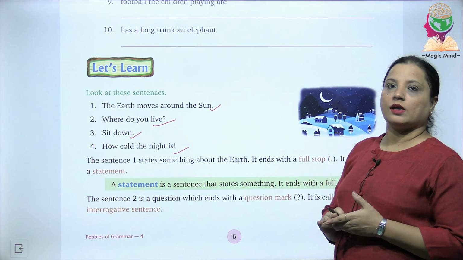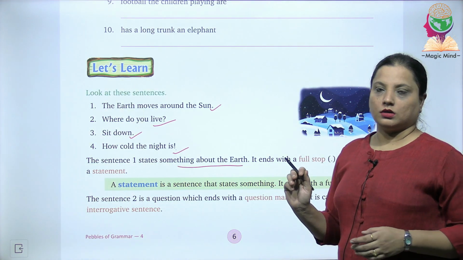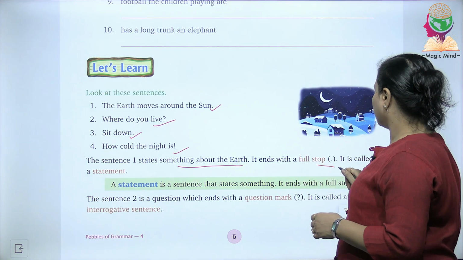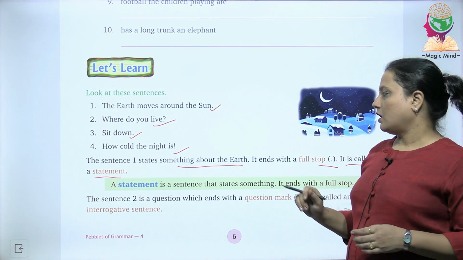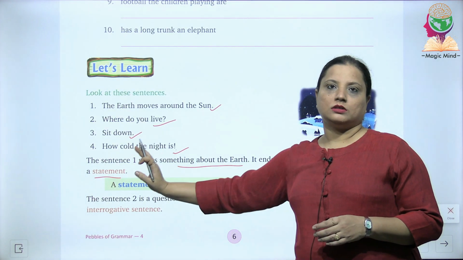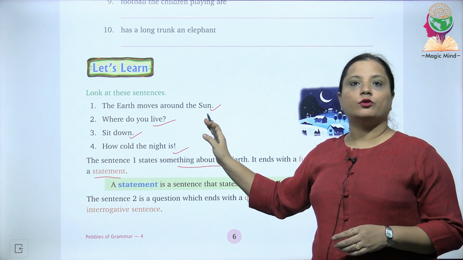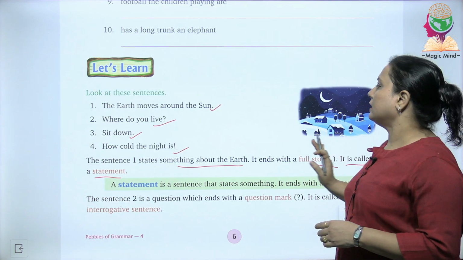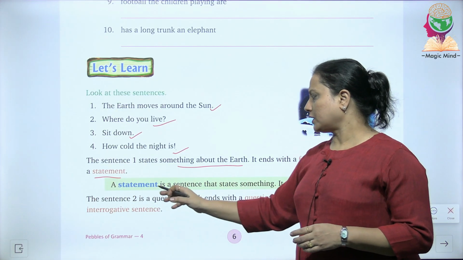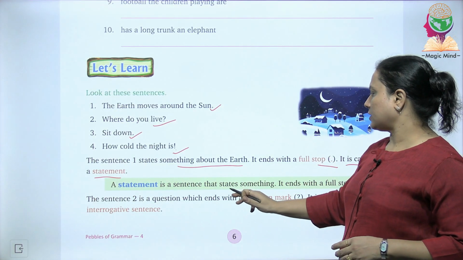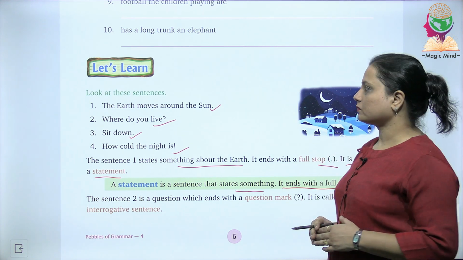Now here they are describing that sentence one states something about the earth and it ends with a full stop. This kind of a sentence is called a statement. The sentence is stating something about the earth. It is ending with a full stop. Hence, this kind of a sentence is known as a statement. A statement is a sentence that states something. It ends with a full stop.